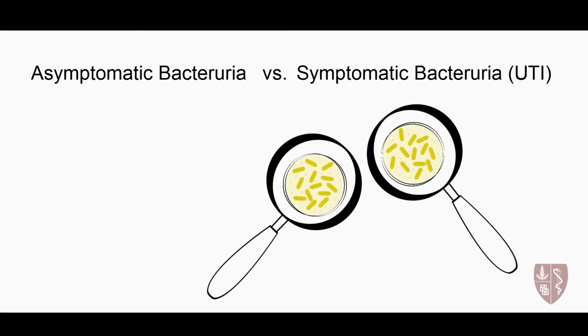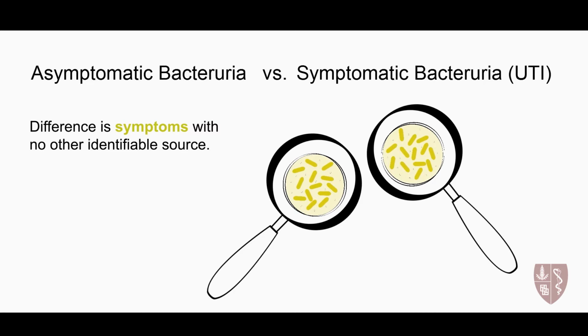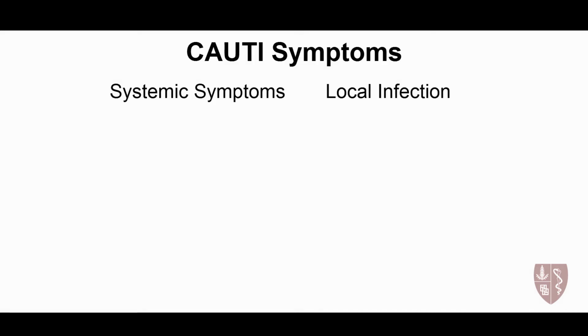The difference between asymptomatic bacteriuria and urinary tract infections in this population is the presence of symptoms attributable to the urinary tract with no other identifiable source. Patients with CAUTI rarely present with signs and symptoms classically associated with UTIs, namely dysuria or frequent urgent urination. The signs and symptoms consistent with CAUTI include 2 groups.